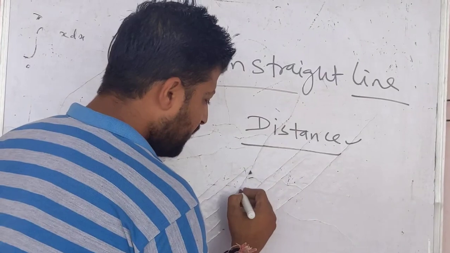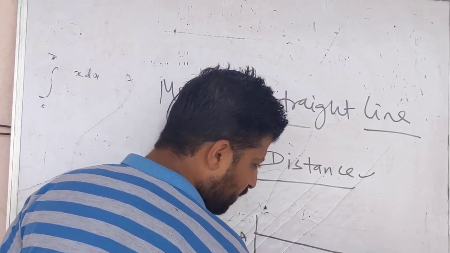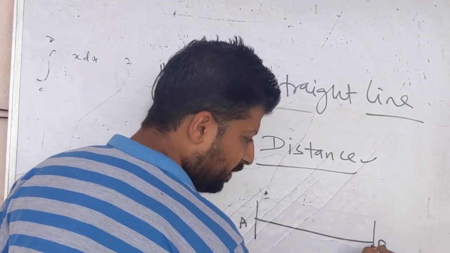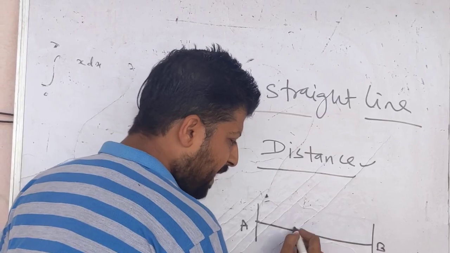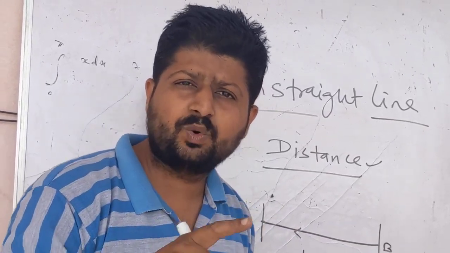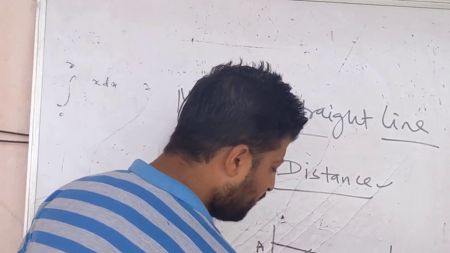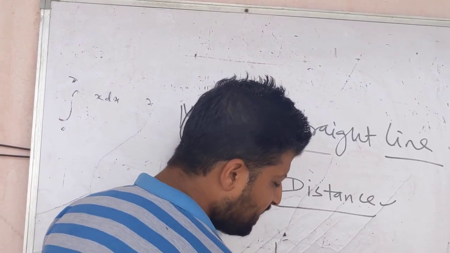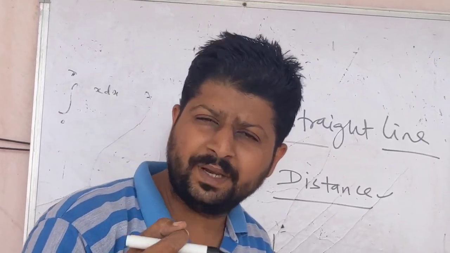Suppose an object is at point A, moving from A to B, which is 100 meters, and again it returns back to point A. The total distance, which means the total path followed by the object, is 200 meters. Distance is measured in the unit meter.